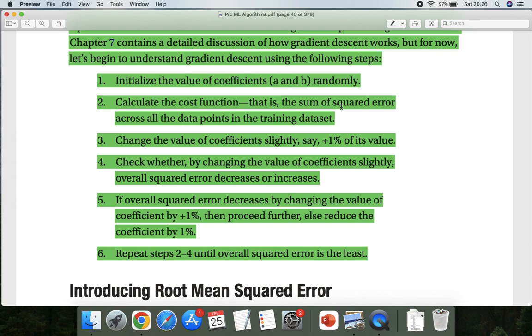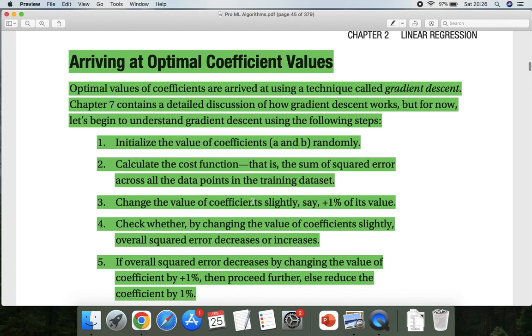Then you alter the value of the coefficients by 1%, and if from the initial point your error is increasing or decreasing, that will change the course of your action. If your error is decreasing by changing the coefficients by 1%, then proceed further and change the coefficient by 1% more. Eventually, after several iterations, you will be able to reduce the error to its minimum, and those will be the ideal values of a and b in your case. So this is how it works.